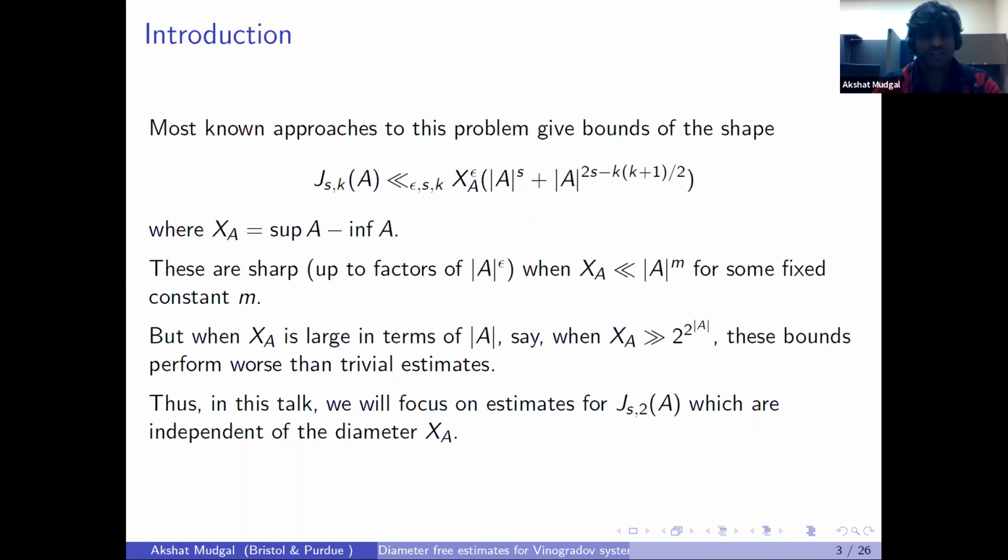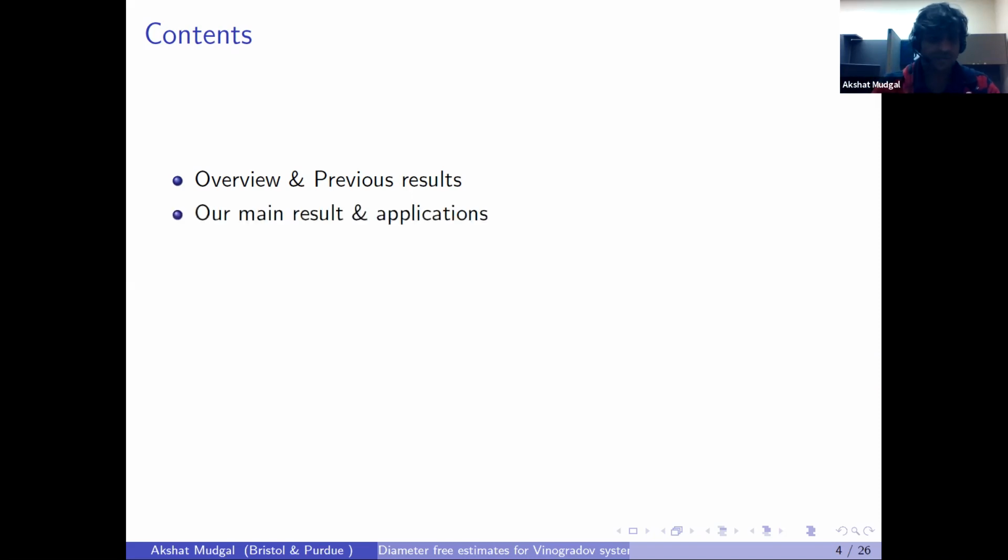And to give a quick structure of how this talk is going to be, I'll first give an overview and a list of previous results in the area, talking about both the known approaches to this problem and a diameter-free approach to this problem. Next, I'll present my own result and some applications to related problems, such as discrete restriction and other topics. And once we're done with these, we'll try to prove our main theorem.